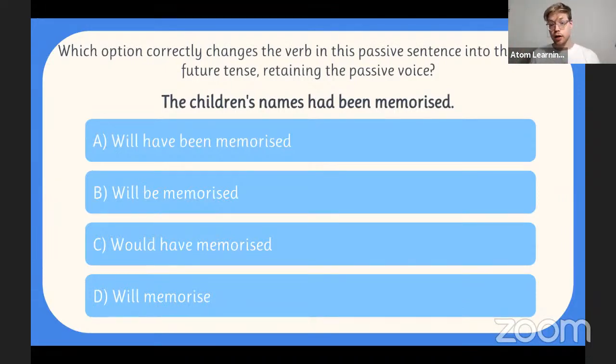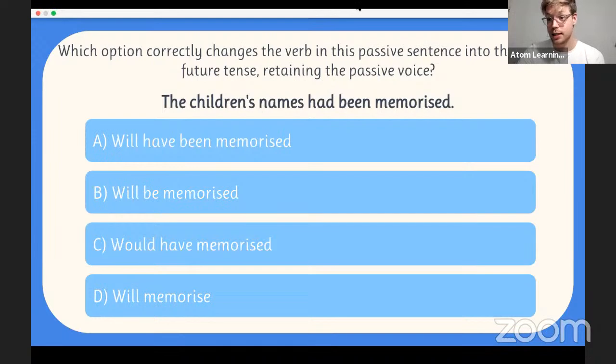So will have been memorized. We could add an agent by the cactus, by the hair gel. You can tell I'm just looking at things that are around my room, can't you? That's how we can help identify the passive voice. That will be hopefully a tip you can take with you after this lesson.